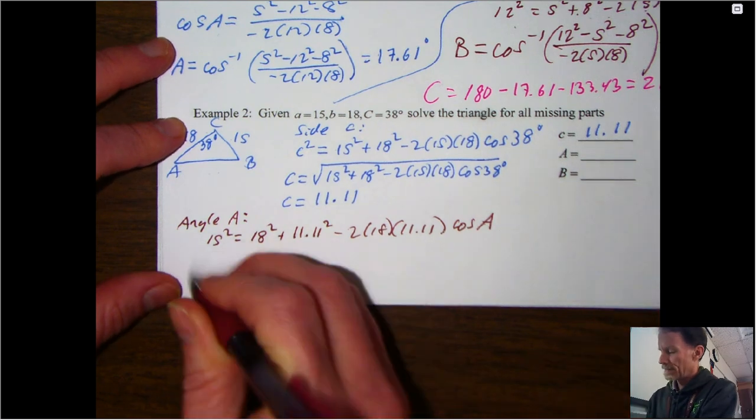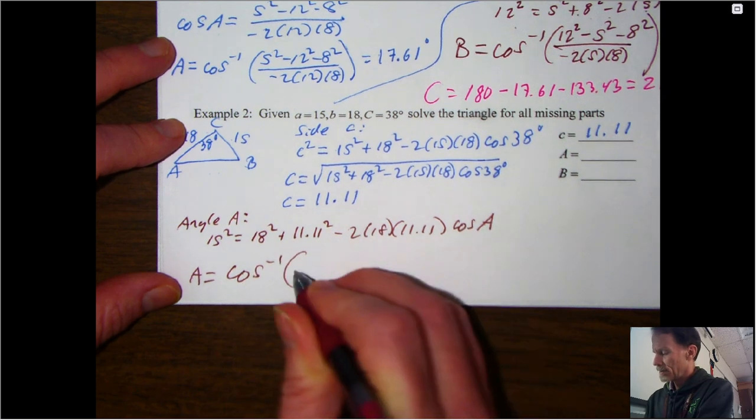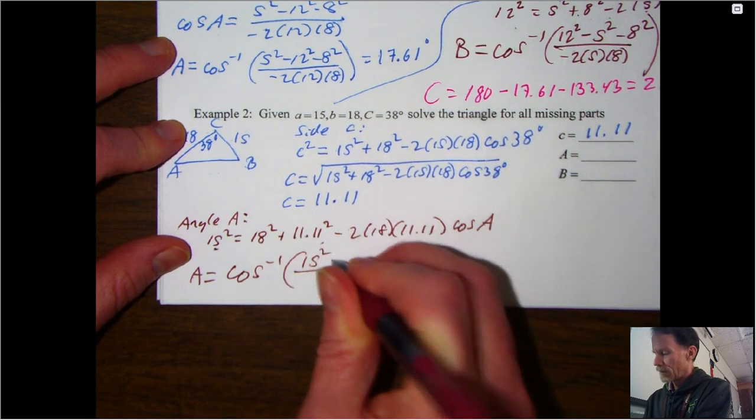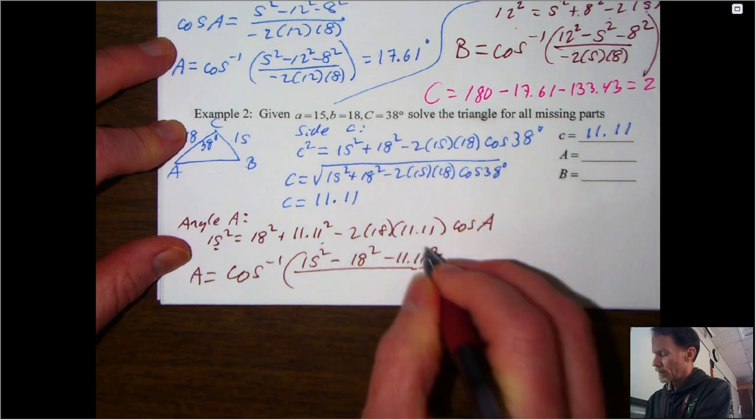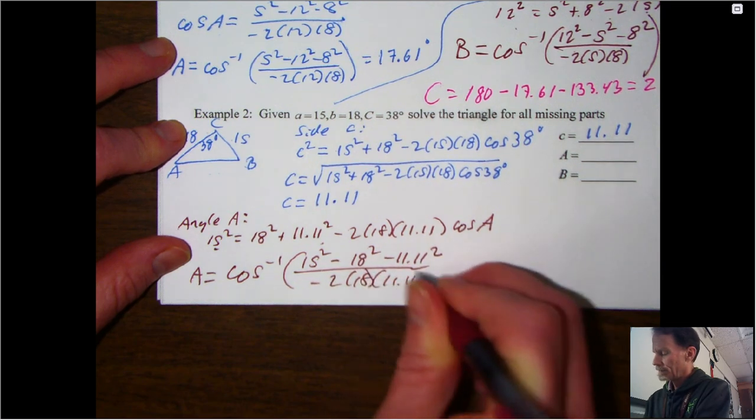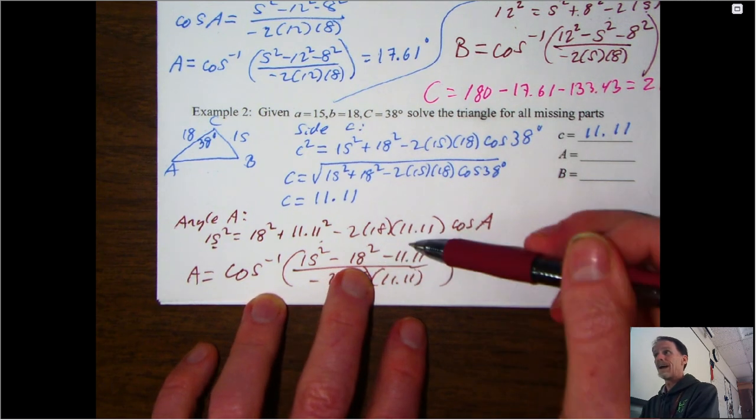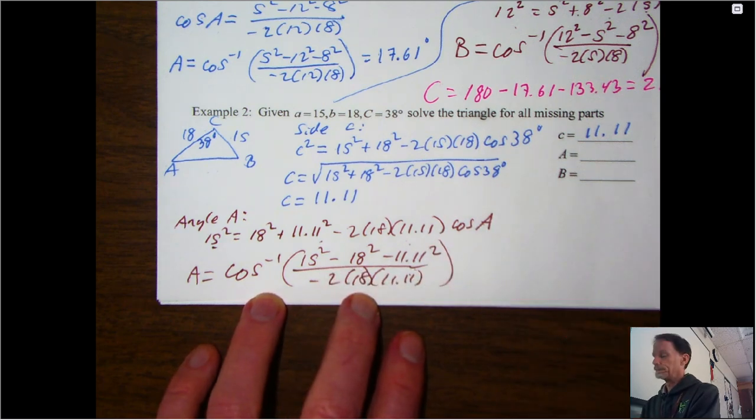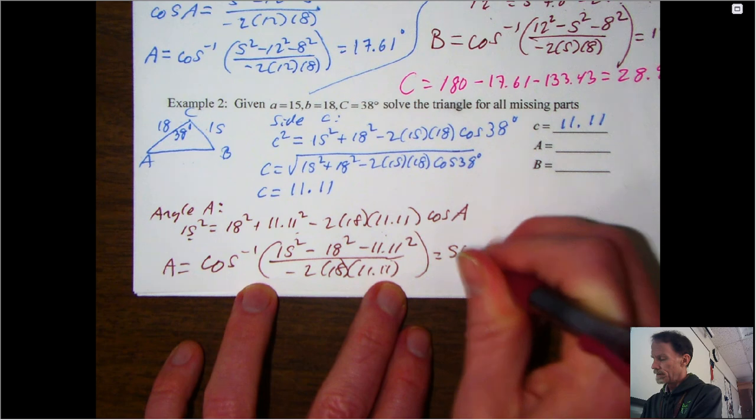And remember my pattern. If I'm looking for A, I know I've got to undo the cosine, so cosine inverse. Parentheses, fraction. I'm going to put all the squares on top, starting with the first one, and then subtracting the other two. And then the bottom, all your coefficients, so negative 2, 18, and 11.11. One thing you notice too, the two squares you're subtracting, the 18 and the 11.11 in this case, are the same numbers in the bottom. That's always going to happen also. So if you stick that into Desmos, you end up getting 56.21.